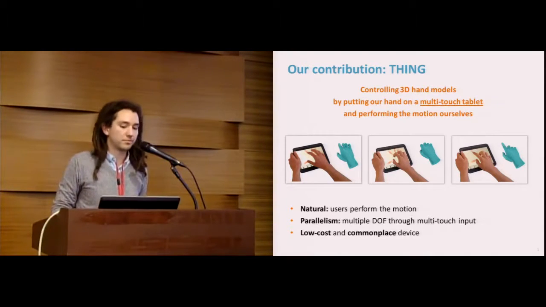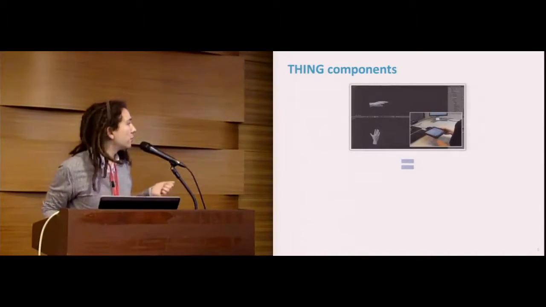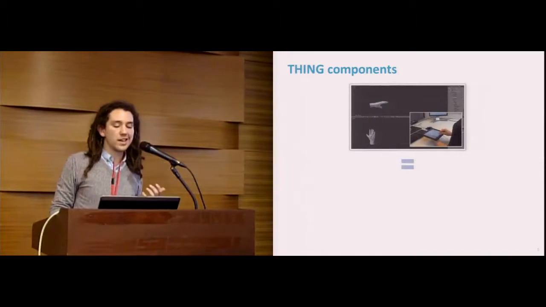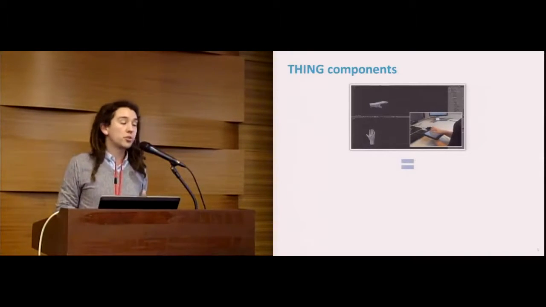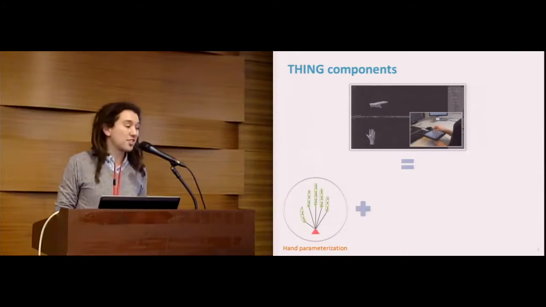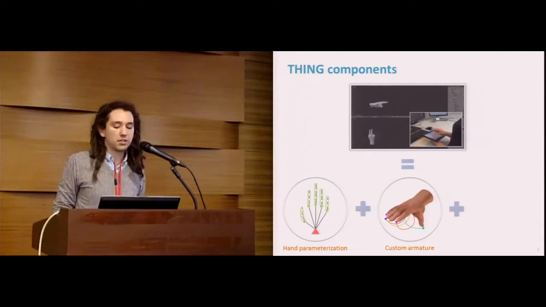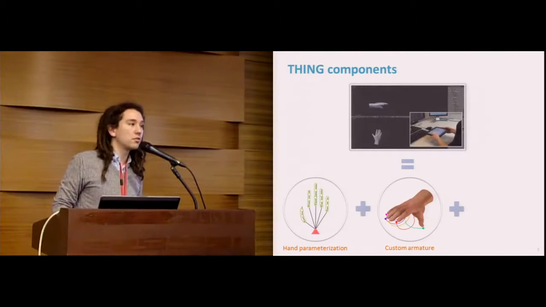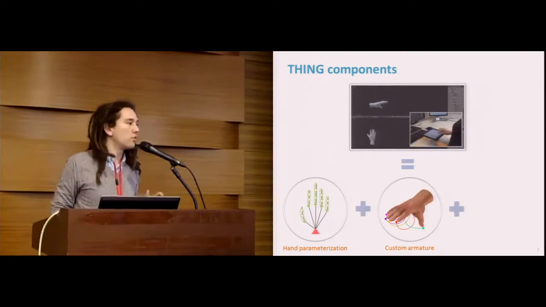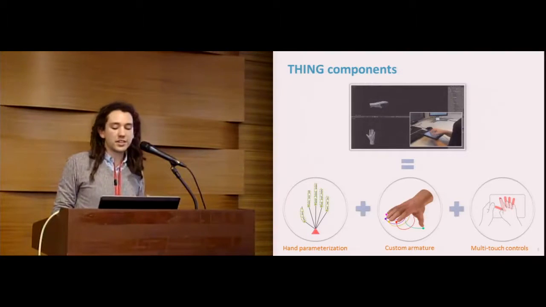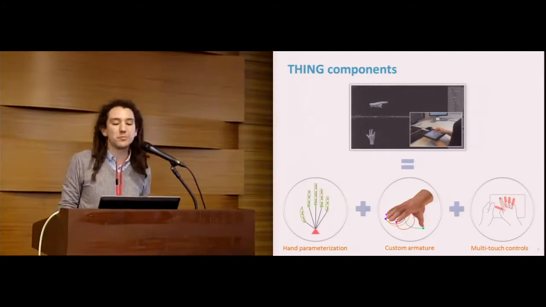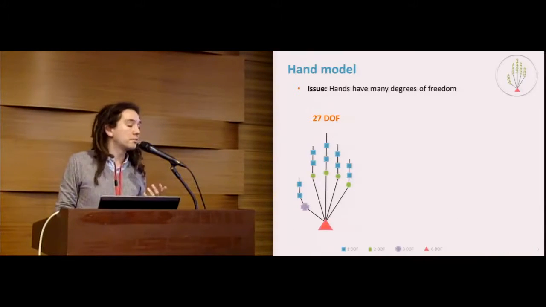So in this video here, you can see our system being used, and I'm going to go through the three components that make this kind of interaction possible. The first one is that since human hands are quite complex, THING relies on a simplified parameterization of it that I'm going to describe. Then I will talk a bit about the custom armature that we use in the end in the 3D editor to reflect those parameters. And finally, I will describe the multi-touch interface that lets us control this hand model in an intuitive manner. So let's start with the first one.